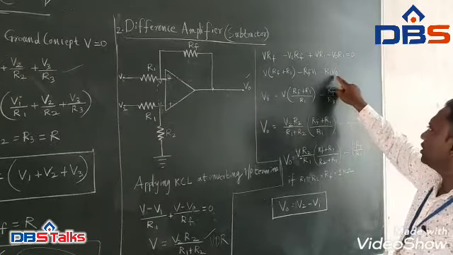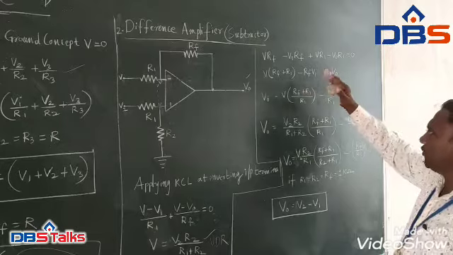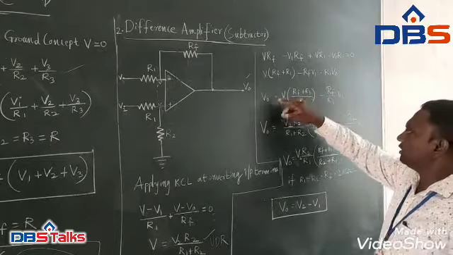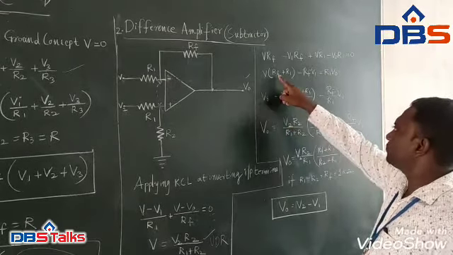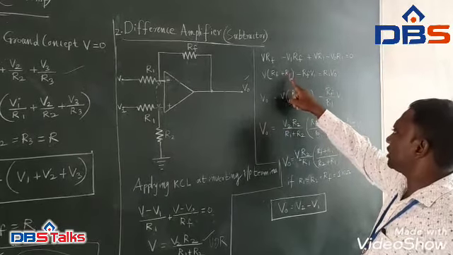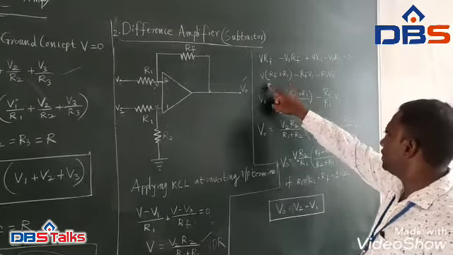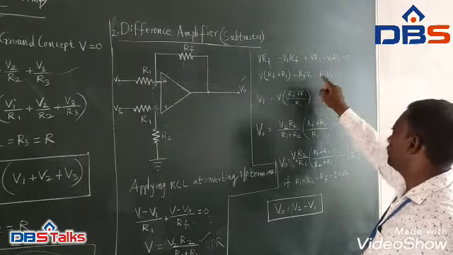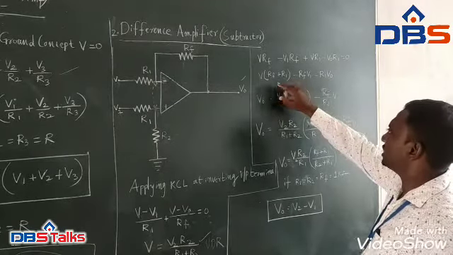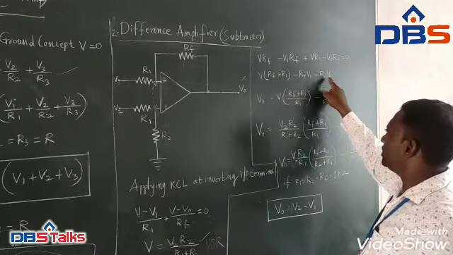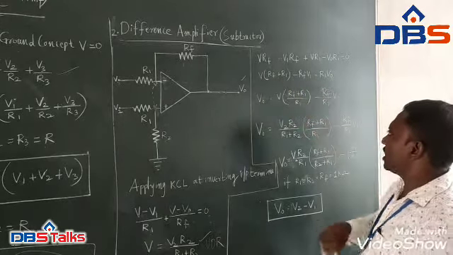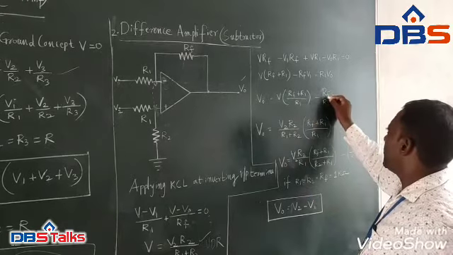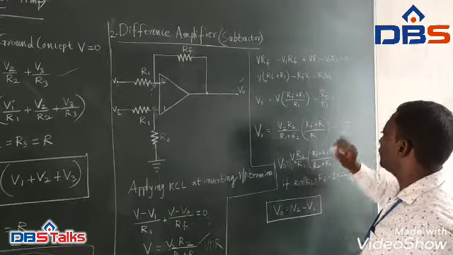Now from this you can take V0. Divide both the sides by R1. Then what you will get? V0 is equal to (RF plus R1) divided by R1 into V minus RF by R1 into V1. Okay, this V is already present right here. So therefore V0 is equal to V into (RF plus R1) divided by R1 minus RF by R1 into V1.